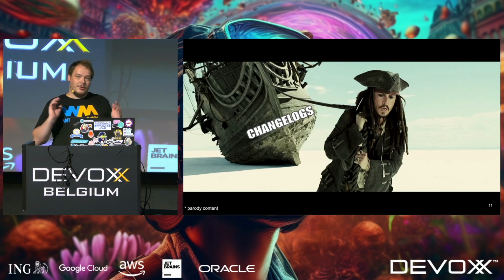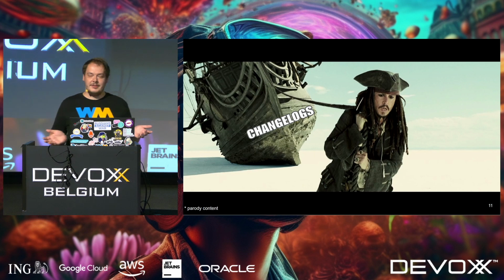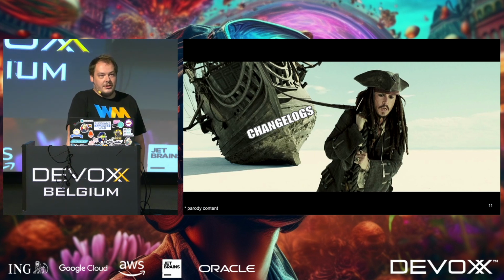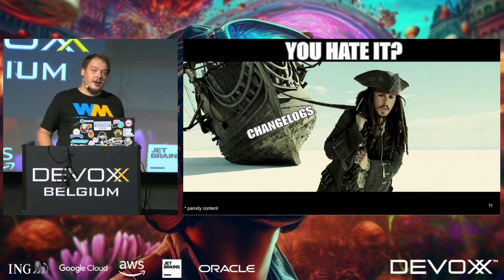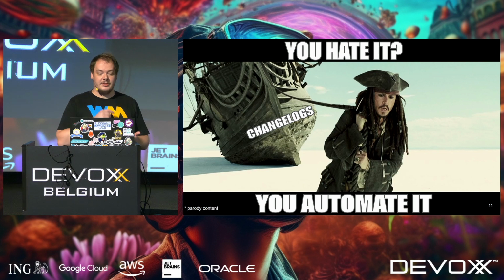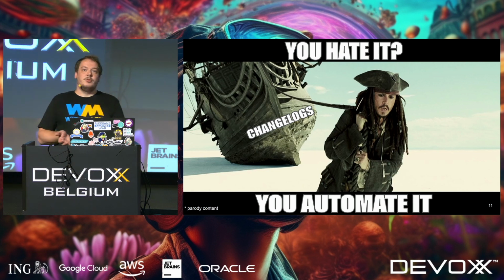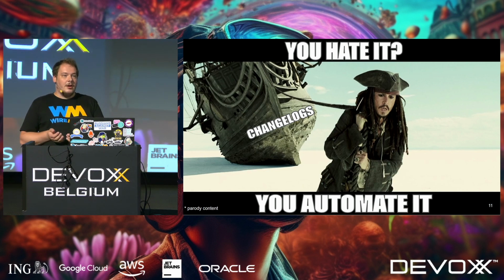Obviously, for such a person, there could be another decision. For example, instead of just taking care of all the changelogs on their own, they could have invested some time and just automated these changelogs. There are many tools available for that. Who uses Conventional Commits or JReleaser?